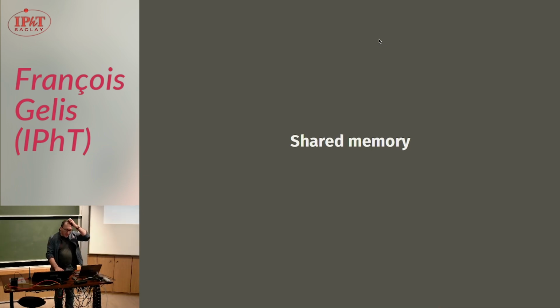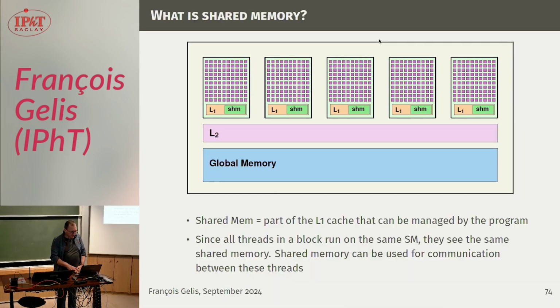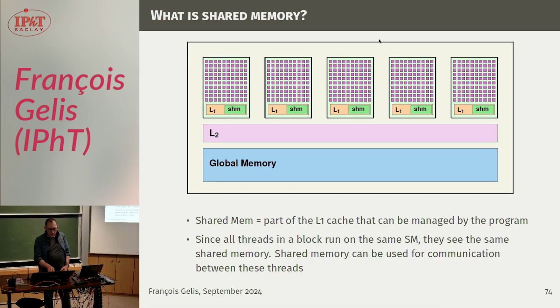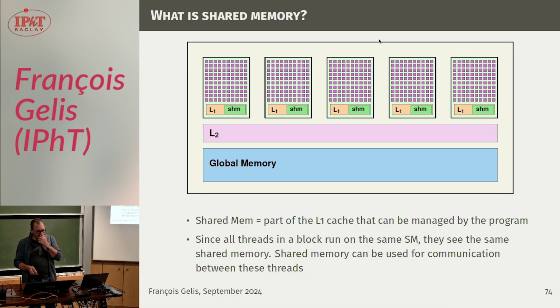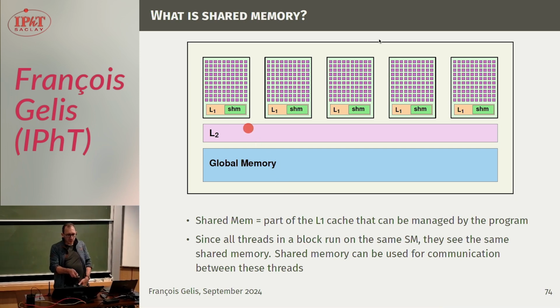Okay, so now I want to move on to the topic of shared memory. This is a picture I showed, but I've added just one more decoration. What I've added compared to what you saw 2 weeks ago is these green rectangles, which represent the shared memory. The shared memory is a part of the L1 level 1 cache, and it's configurable. So you can decide you don't need it, or you can decide you want a certain amount of shared memory.